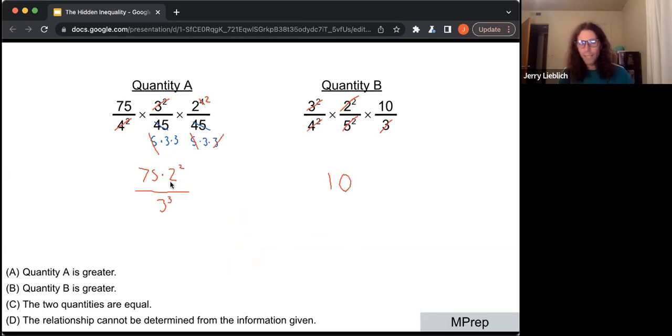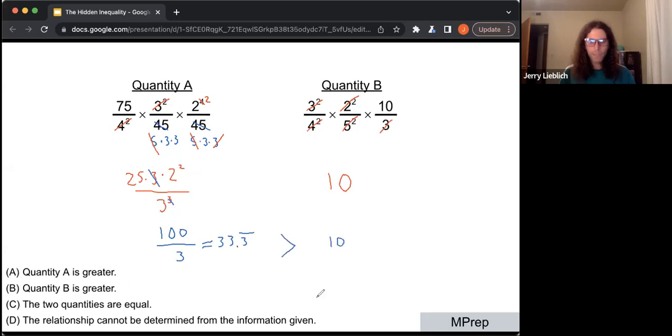And just looking at this, my intuition says this side is bigger, but I could also work that out. Now, one way I could work that out, rewrite 75 as 25 times 3, and then eliminate one of those 3s. So 25 times 2 squared divided by 3, which is 100 over 3, which is about 33.3 repeating, versus 10, that's going to be bigger.